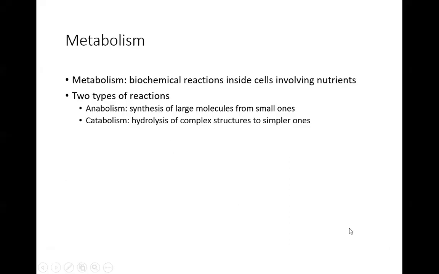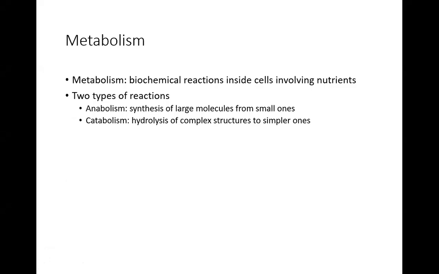So, metabolic activities inside the cell. Our metabolism is the sum of all of the chemical reactions in our bodies. Tearing down proteins, building up proteins, tearing down sugars, building up glycogen and stuff like that.